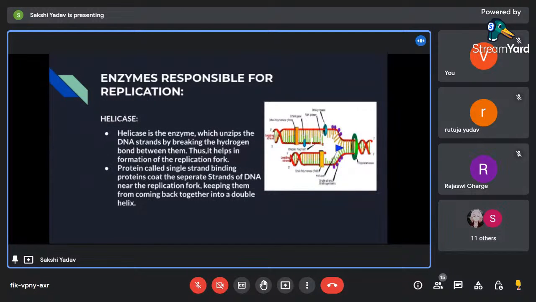Enzyme responsible for replication, helicase. Helicase is an enzyme which unzips the DNA strand by breaking the hydrogen bond between them. Thus, it helps in the formation of replication fork. A protein called single strand binding protein coats the separate strands of DNA near the replication fork, keeping them from coming back together in a double helix.